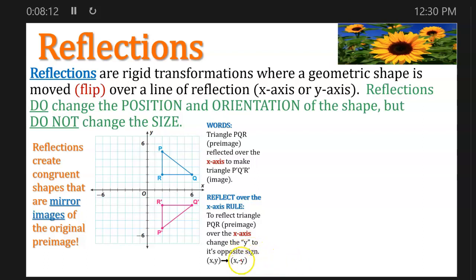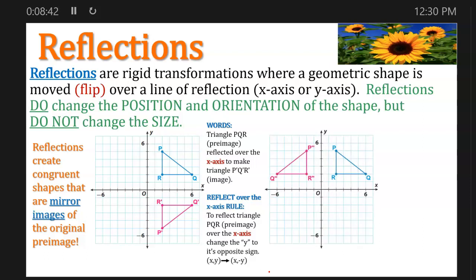So if it started off being a positive y up here, then it would change to negative. But if it started off down here, for instance, and we reflected it up, that's going to make that negative change back to positive on the y. So just know that if you're reflecting over the x-axis, your y value is going to change to its opposite sign, and that's the only thing that changes on the points, for all three points, by the way, on this triangle.